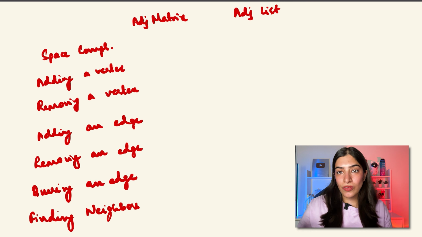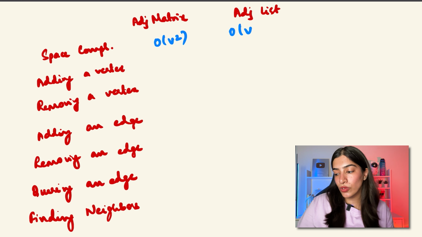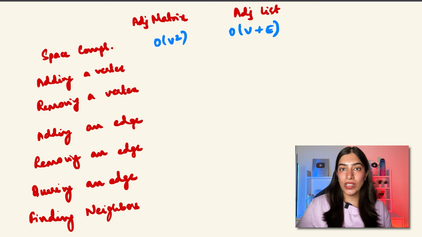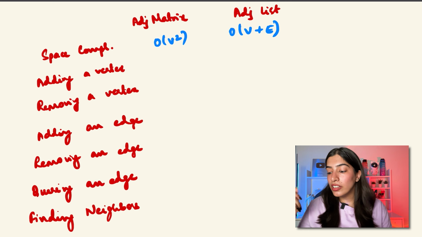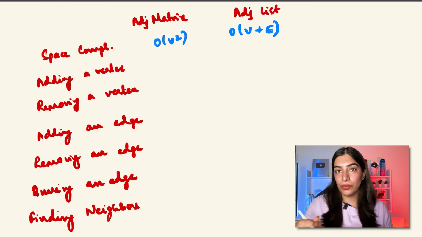Okay. Starting with the space complexity, as we discussed, for adjacency matrix, it is going to be order of V square. For adjacency list, it is going to be order of V plus E. Now let's compare the time complexity for various operations that we can perform on the graph. Firstly, we can add or remove vertex and edge.